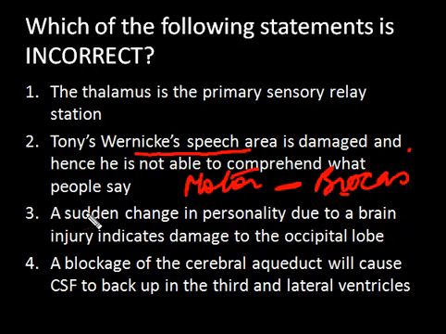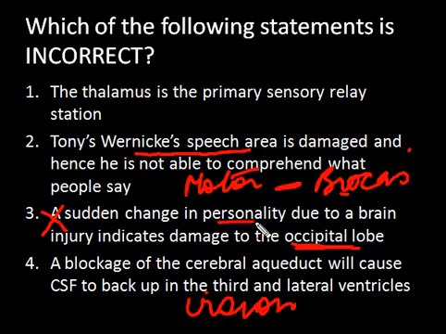Now let's look at the third statement, which says a sudden change in personality due to a brain injury indicates damage to the occipital lobe. Now this is incorrect, because the occipital lobe's main function is to do with vision. Personality is taken care of by the frontal lobe, and you have that famous case of Phineas Gage. So a sudden change in personality is usually indicative of frontal lobe damage. So this is the incorrect statement.